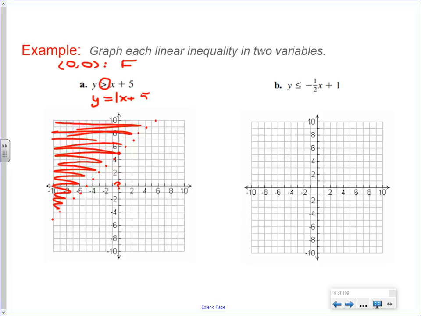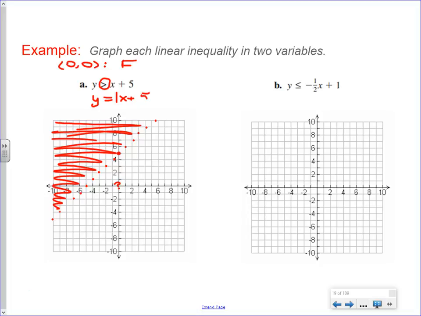I plug in, so I just choose 1 point. I chose 0, 0. It can be any point, but not on the line. I could have chosen 0, 0, 2, 0, 4, 2. I could have plugged in any of those. These all fail. So when I see false, I say boundary line, not this side. And then if I chose one of these points and it's true, shade this. Does that make sense?